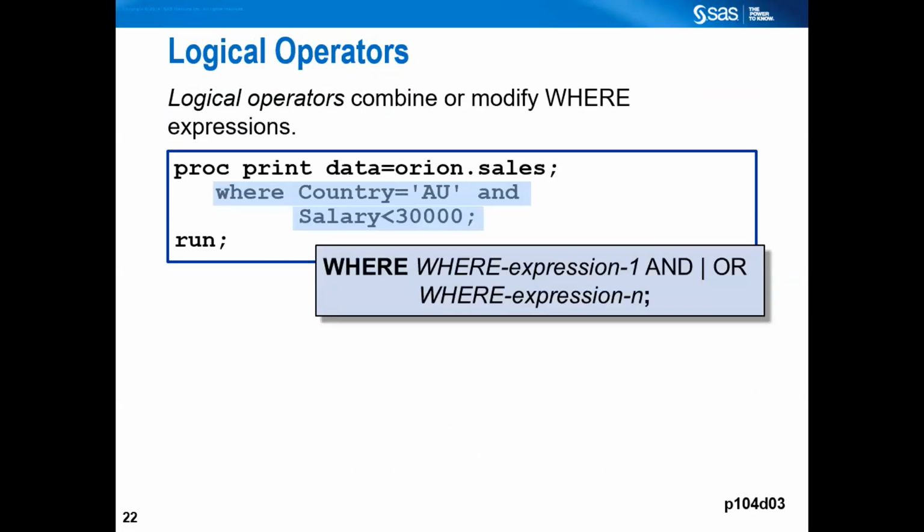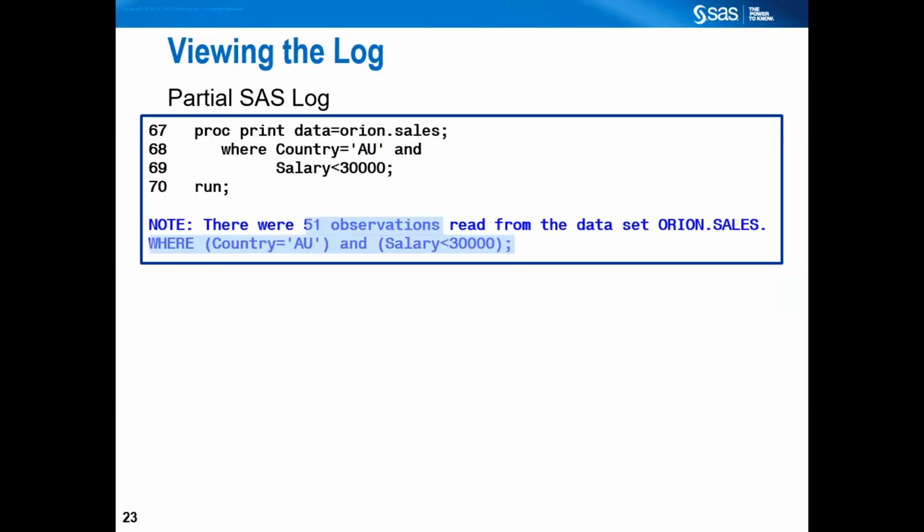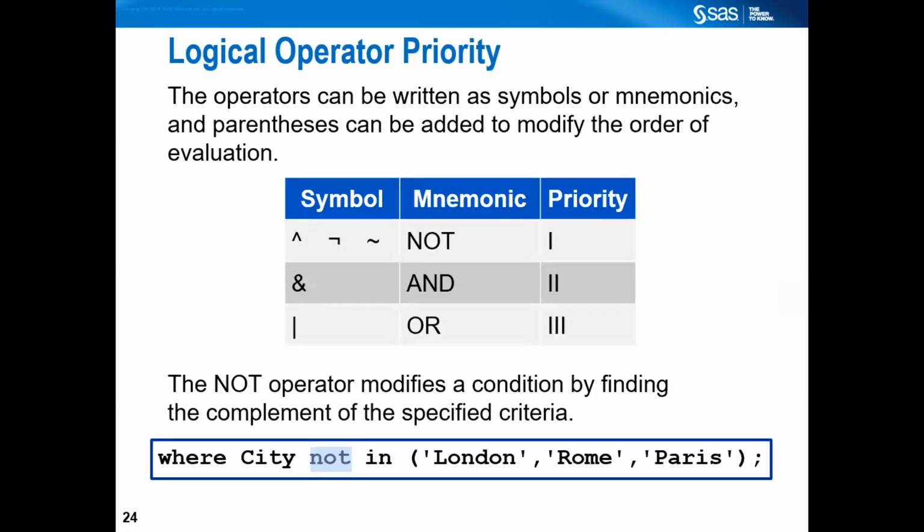Logical operators: and, or. If you want to write more than one criteria to subset your data in a single where statement, you can join the criteria with an and operator or an or operator. So these are the logical operators. This is what it was.